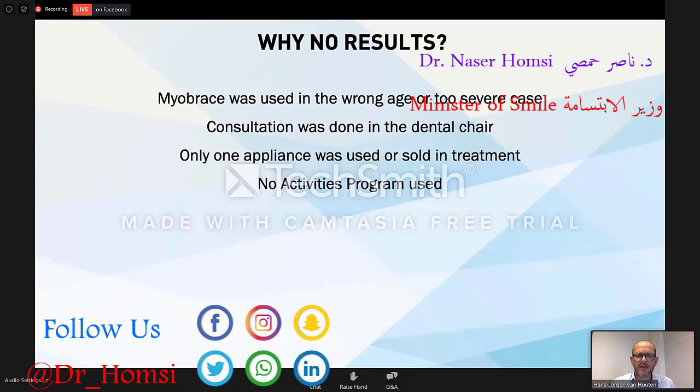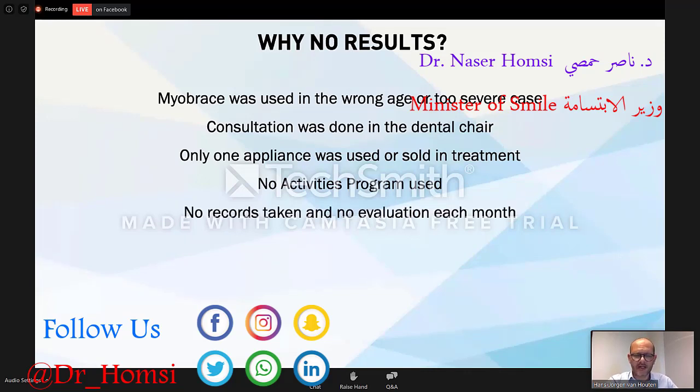Why no results? There were no activities done, or they say, I don't. This breathing activity was too difficult. I stopped with it. I don't want to do it anymore, so I skipped to another one. Again, serious treatment. 3 appliances. Activities are part of this program.